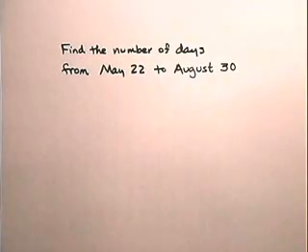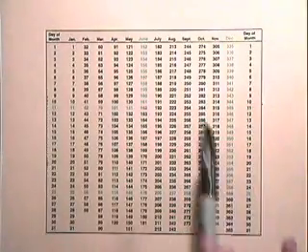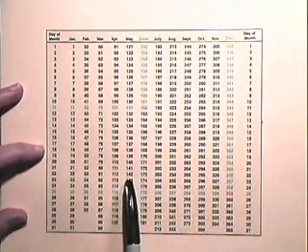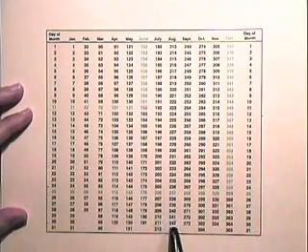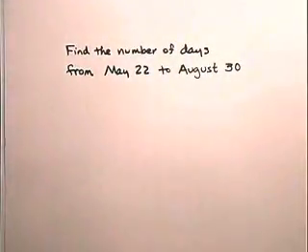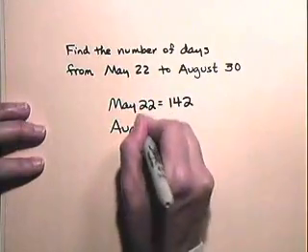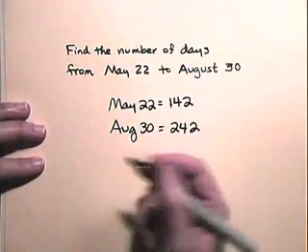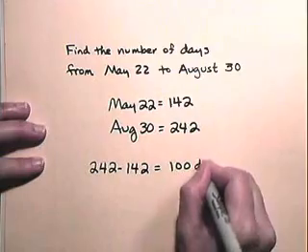Now let's look at finding the number of days from one date to another. We want to find the number of days from May 22nd to August 30th. In order to do that, we're going to consult our table, and we're going to see that May 22nd is day number 142 of the year. And August 30th is day number 242 in the year. So May 22nd is day 142. August 30th is day 242. So the number of days between these two dates is 100 days.